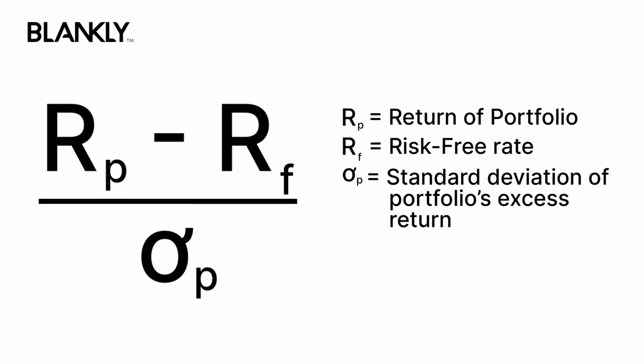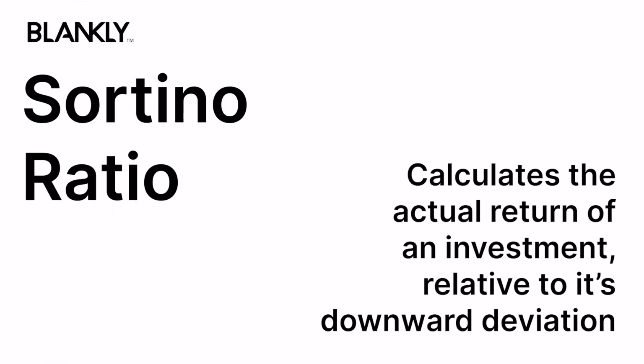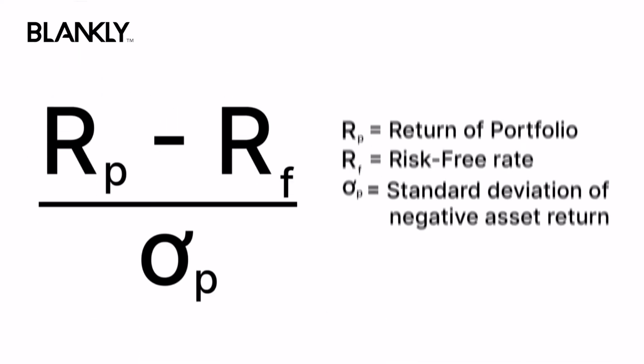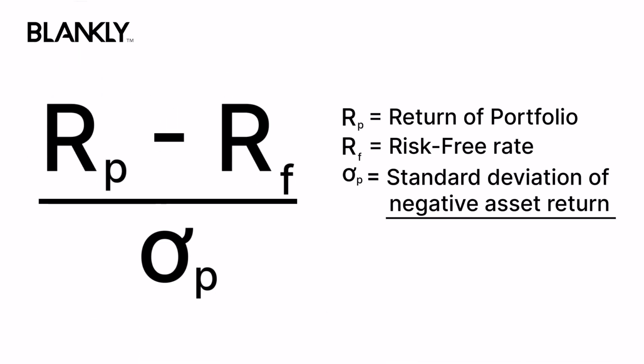Another commonly used metric is the Sortino ratio. The Sortino ratio, named after Frank A. Sortino, is a variation of the Sharpe ratio that only considers downside volatility. Basically, it only factors in the risk of losing money.